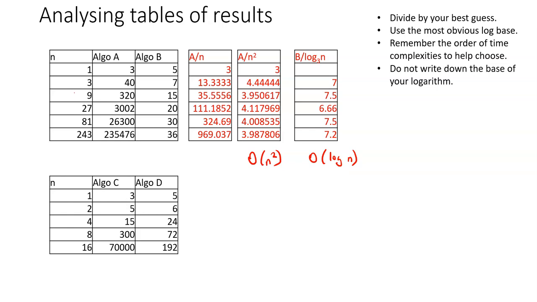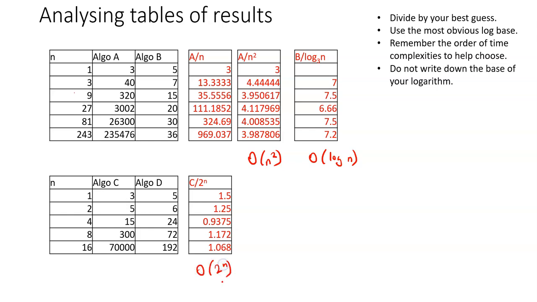Right, try the next ones. For algorithm C, we can see that's getting pretty bad. Again, it might take you a longer or shorter time to get there. When we divide by 2 to the power of n, this seems to be stabilizing. It goes up, down a bit. So we can say that this one is big O of 2 to the power of n.